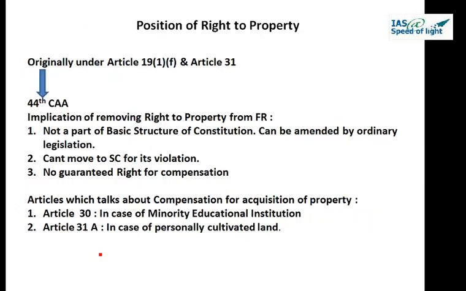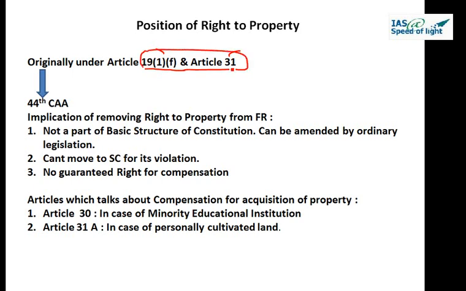Let's move further, and we have seen Article 31. It was repealed by the 44th Constitution Amendment Act, the right to property. Originally, this right to property was under Article 19(1)(f) and Article 31, the right to freedom and the right to property. Article 19(1)(f) guaranteed to all citizens the right to acquire, hold, or dispose of property, while Article 31 guaranteed to every person, whether citizen or non-citizen, the right against deprivation of his property. Okay, so these two articles were originally there.